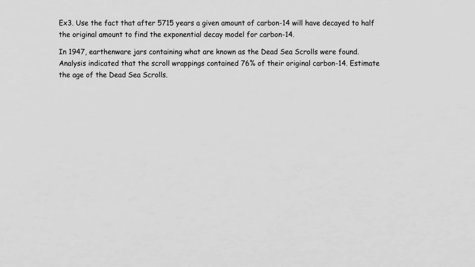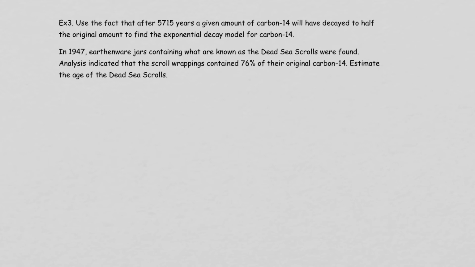Okay, we're going to try one more time. This time, we're going to look at the decay model. It said to use the fact that after 5,715 years, a given amount of carbon-14 will have decayed to half of the original amount to find the exponential decay model for carbon-14. So using this information, you're going to find the function. Once you have found the function, there is part 2. They found a scroll that contains 76% of the original carbon-14, and it was found in 1947. And we want to estimate the age of the Dead Sea Scroll.